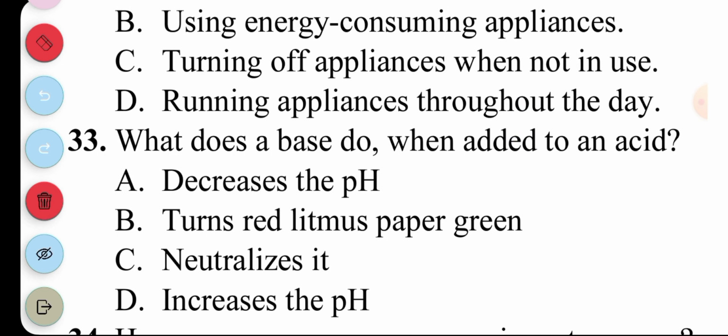33. What does a base do when added to an acid? Decreases the pH, turns red litmus paper green, neutralizes it, increases pH. 33. C. Neutralizes it.